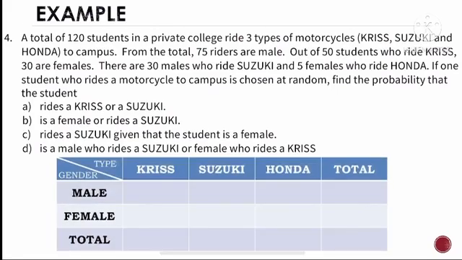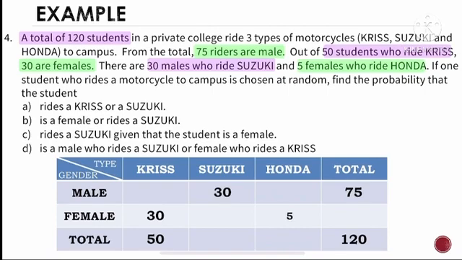A total of 120 students is the number of sample space written at the right bottom. 75 riders are male, so the total male is equals to 75. 50 students ride Chris. That means the total for Chris is 50. From the 50 students who ride Chris, 30 are females. This means that the intersection of Chris and female is 30. 30 males ride Suzuki. This is the intersection of male and Suzuki. 5 females ride Honda. And this is the intersection of female and Honda.